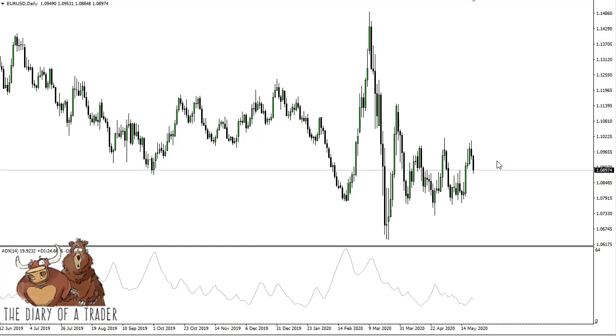It measures the moving average of expansion of price during a specific amount of candles, typically 14, and that's what this one's set to. That's your default setting.